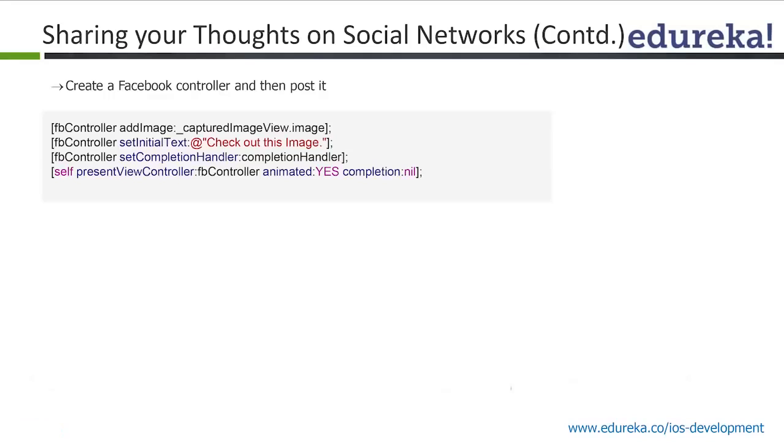After that, we'll set the completion handler. This completion handler will be called whenever something happens on this controller, and you are going to handle it in your completion handler. Whenever you say present view controller, that will be shown. So this is the way you have to do it for social networks.